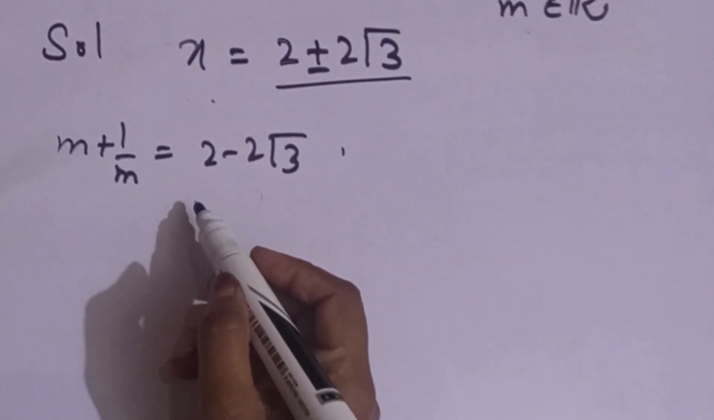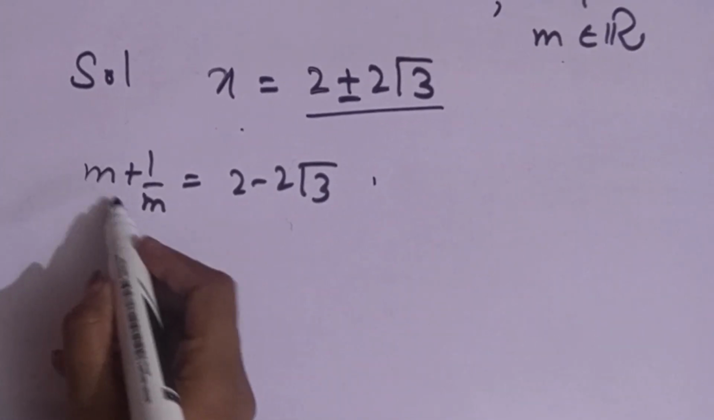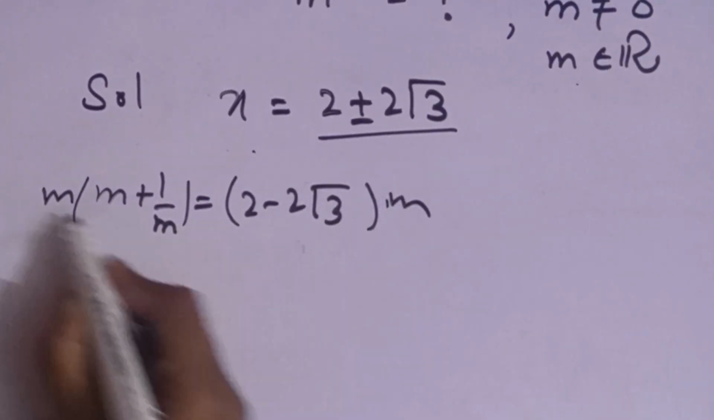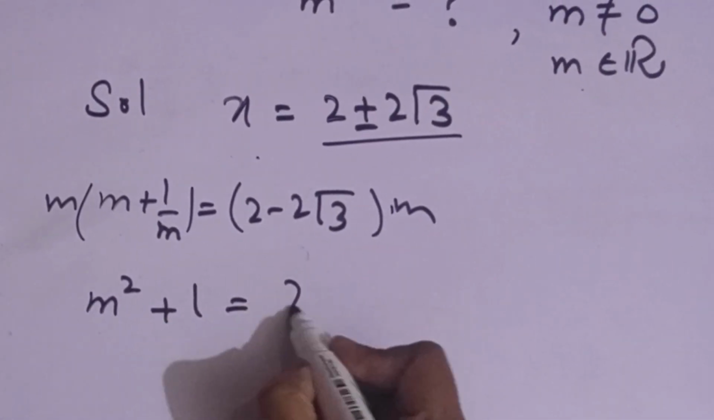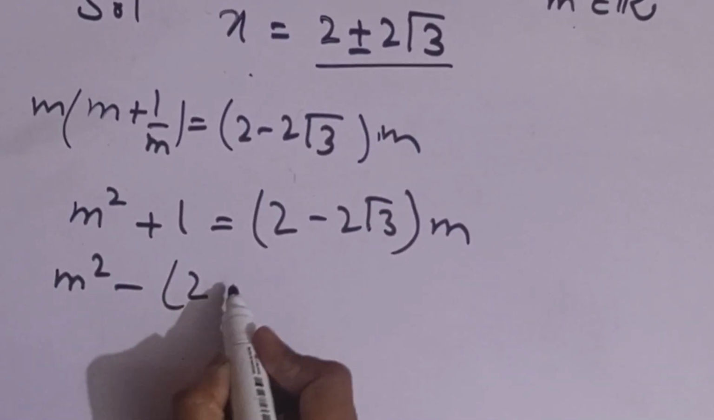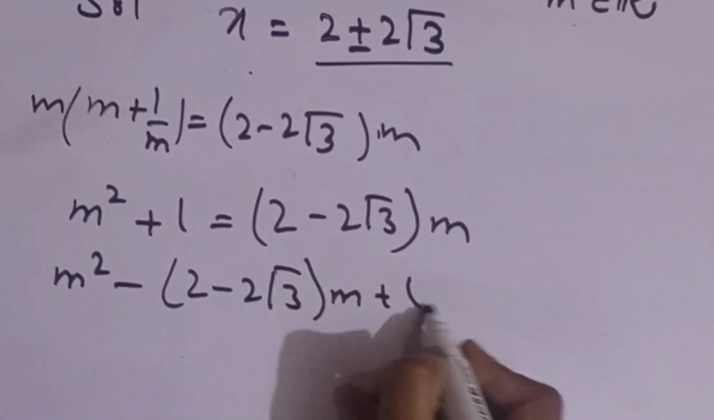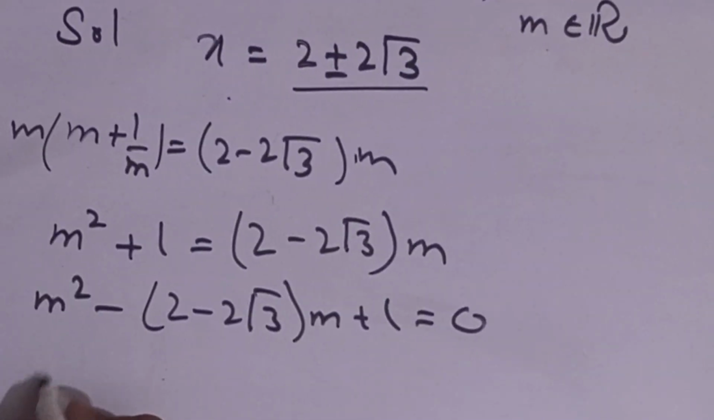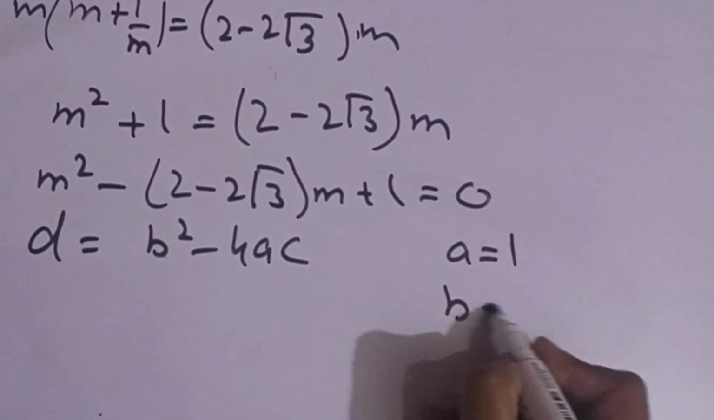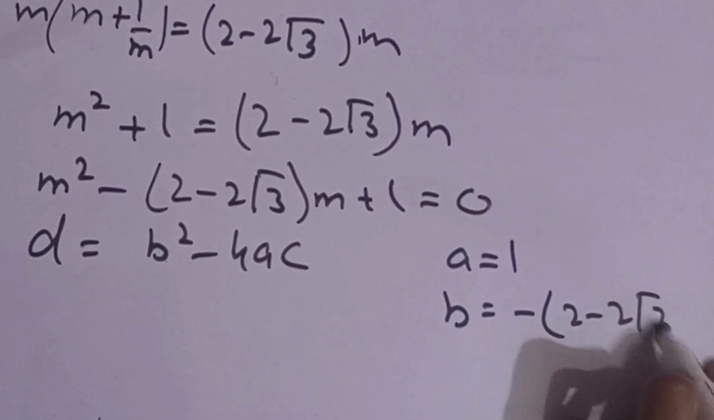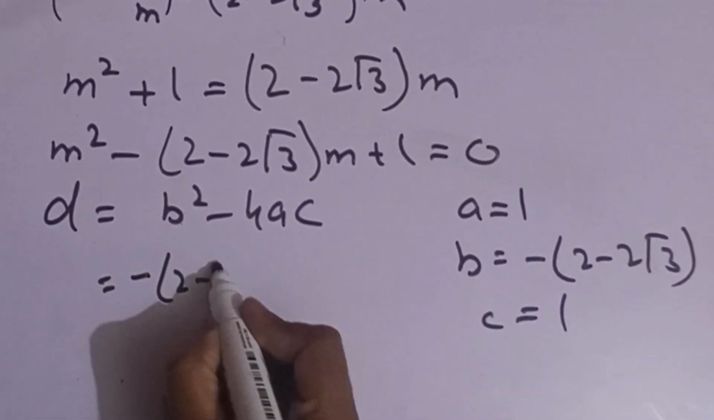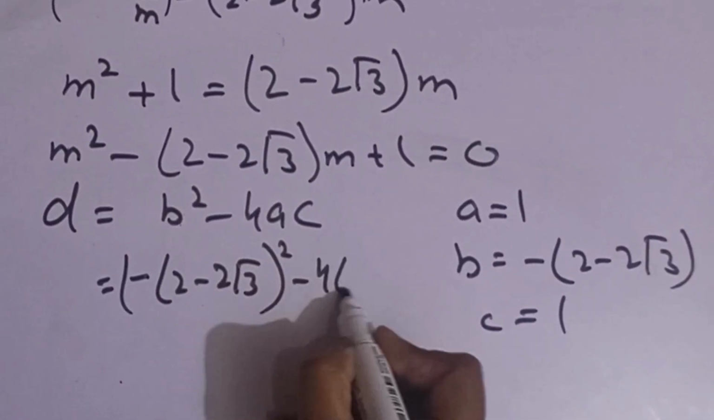So now we find the value of m using this part, and we multiply this equation by m on both sides. So when we multiply this side by m and also multiply this by m, this is m square plus 1 equal to 2 minus 2 times square root 3 multiply m. Now we write this as m square minus 2 minus 2 times square root 3 multiply m plus 1, this is equal to 0. So we find our discriminant, which is equal to b square minus 4ac, and in this case a is equal to 1 and b is equal to negative 2 minus 2 times square root 3 and c is equal to 1. So this is minus into 2 minus 2 times square root 3 whole square minus 4, a is 1, c is also 1.